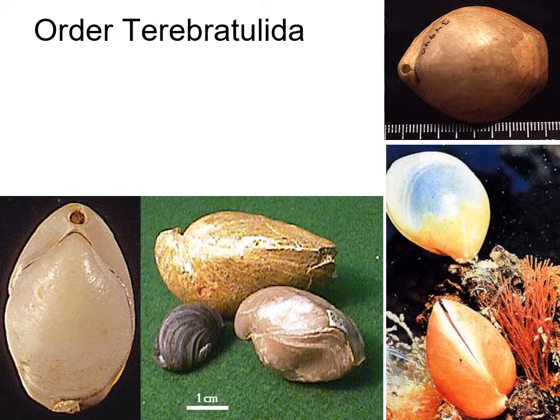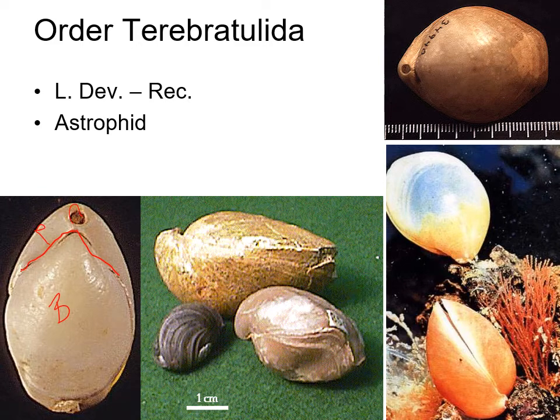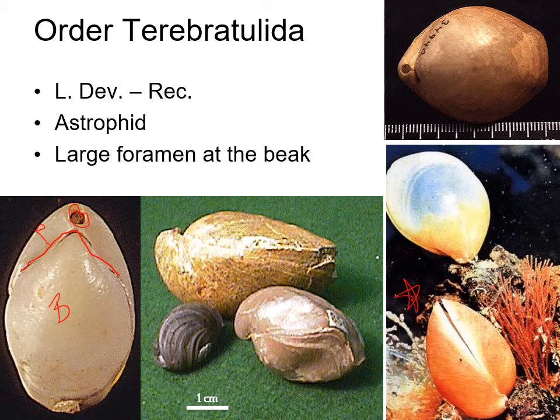Order Terebratulida also involved modern specimens. Terebratulids have been around since the Lower Devonian to today. They're still around. These are sometimes called lamp shells. And you can see they are astrophed. So here we're looking at the brachial valve, and here's the pedicular valve, and there's its astrophic hinge. Very large foramen right there at the beak where the two valves are meeting. And you can see some examples, in this case, of living terebratulids in their natural habitat.